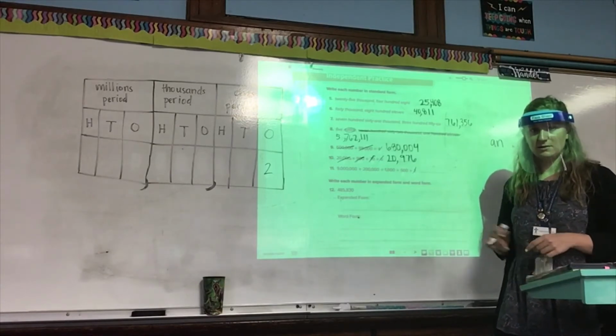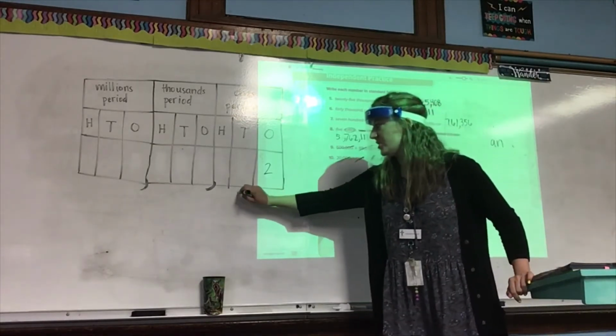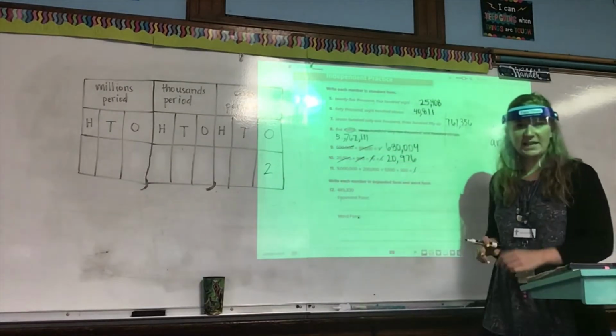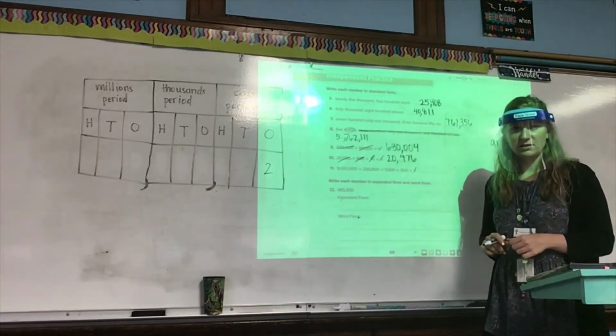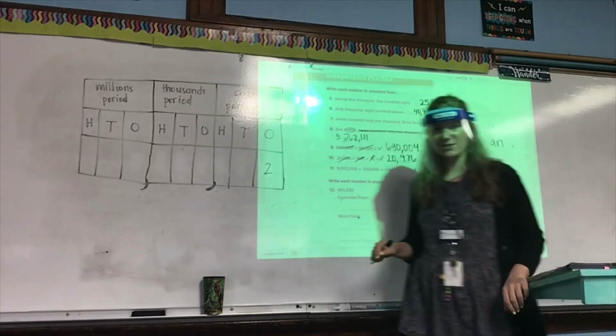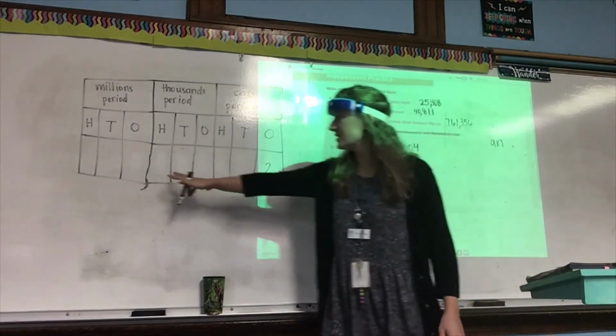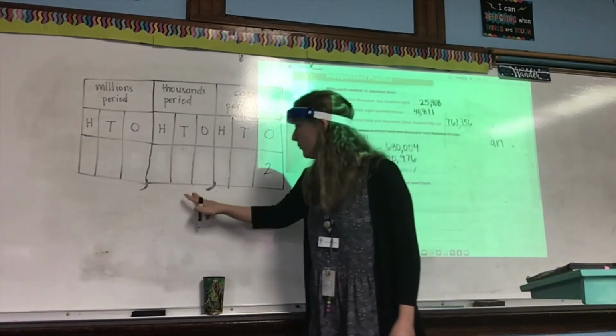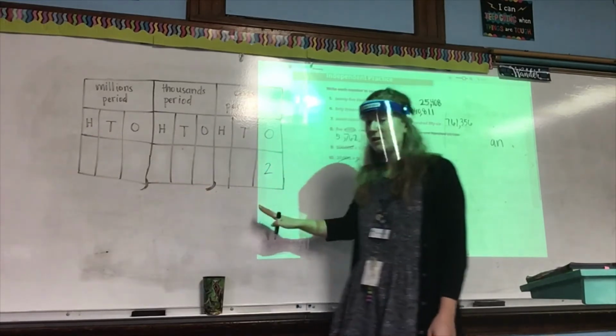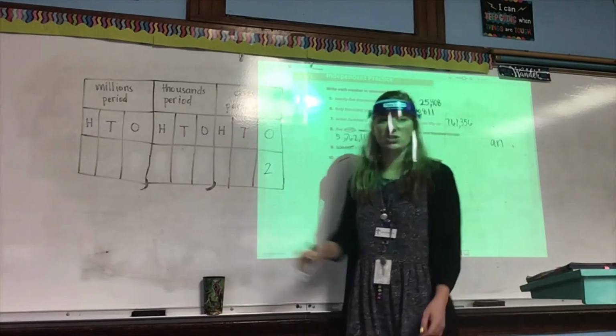1, 2, 3. The 100,000s is way over here. That's 1, 2, 3, 4, 5, 6 places over. So which place is 3 digits over?